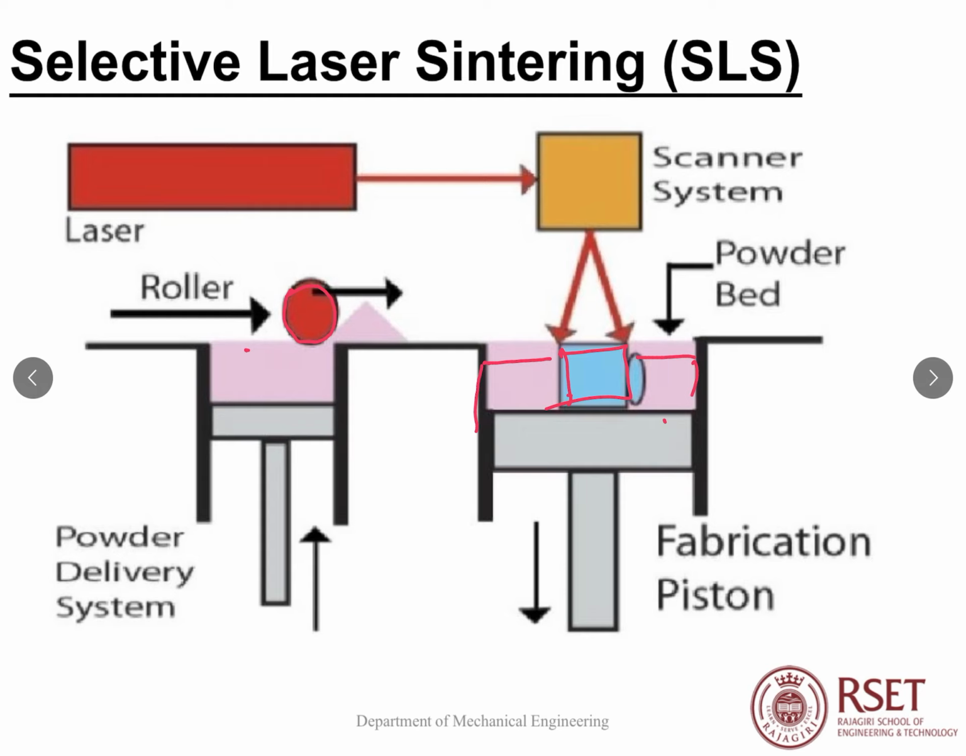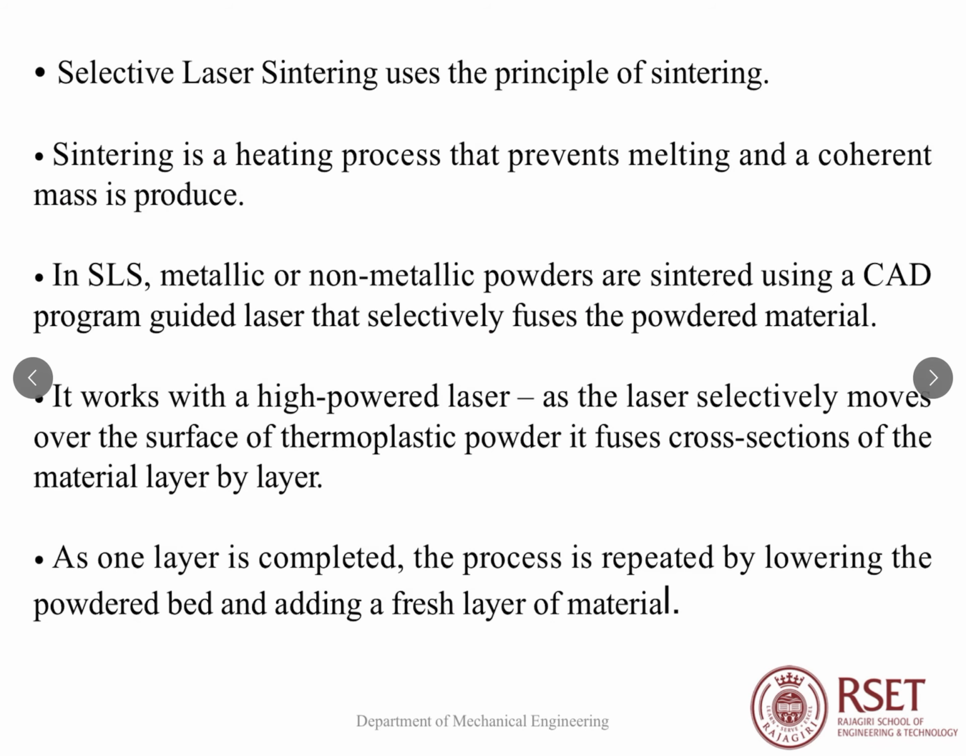So that is about selective laser sintering. It uses the principle of sintering, which we have studied in powder metallurgy. Sintering is one of the stages in powder metallurgy, where the material, after compaction, having a green strength, is heated to a certain temperature. As a result, bonding takes place. Sintering is a heating process that prevents melting, and a coherent mass is produced. In SLS, metallic or non-metallic powders are sintered using a CAD program guided laser that selectively fuses the powder material.